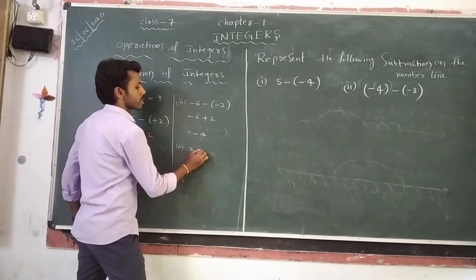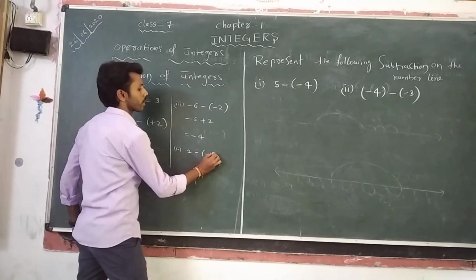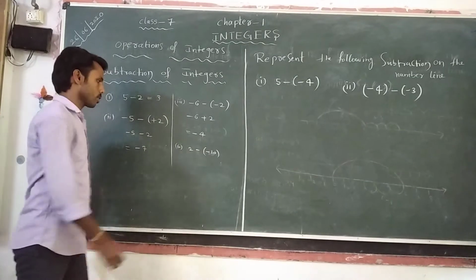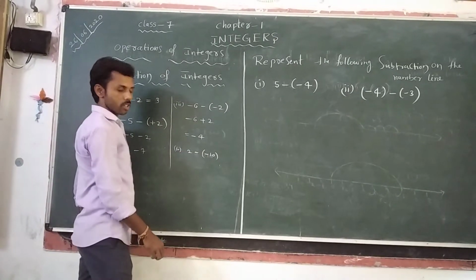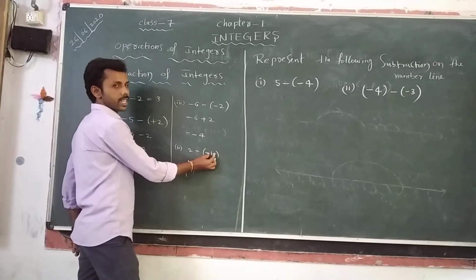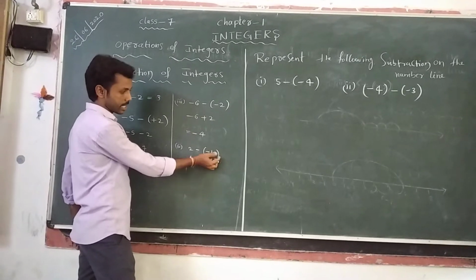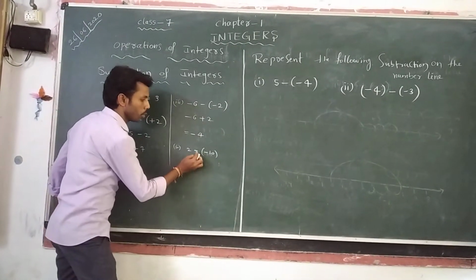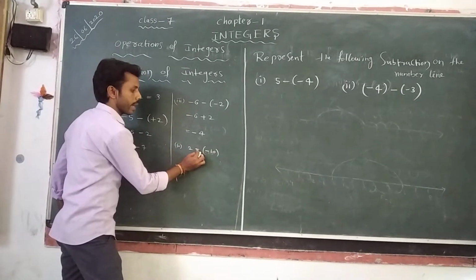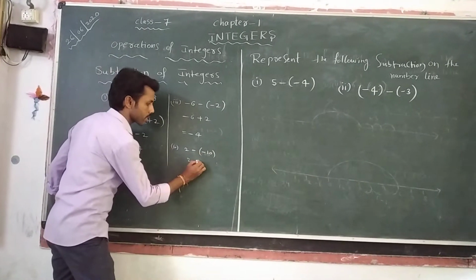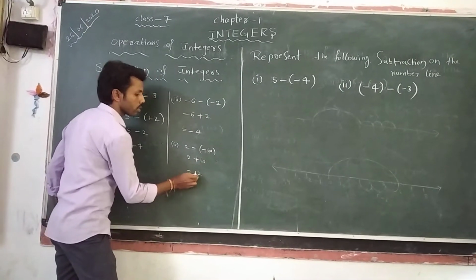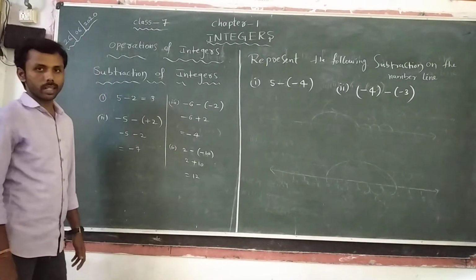Another example: 2 minus minus 10. 2 is a positive integer and minus 10 is a negative integer. So minus 10 is subtracted from plus 2. So 2 minus minus 10 becomes 2 plus 10, which equals 12. 12 is a positive integer.